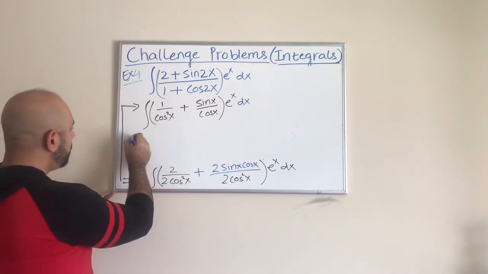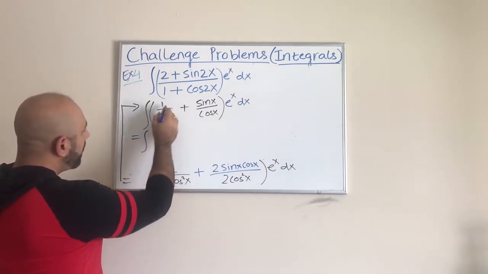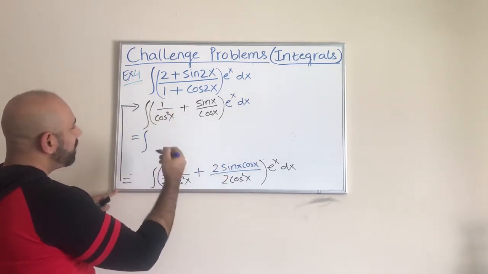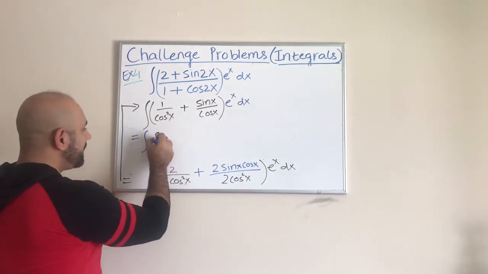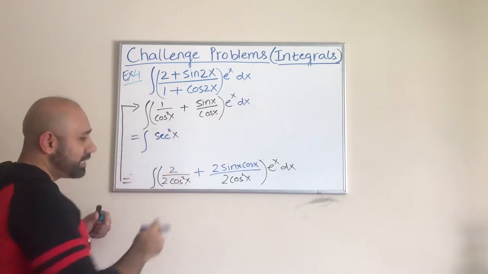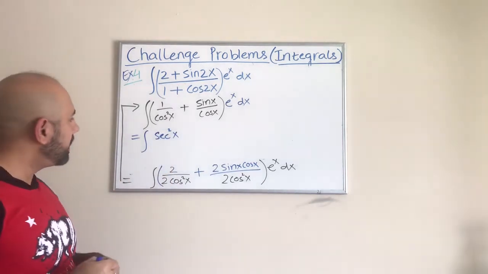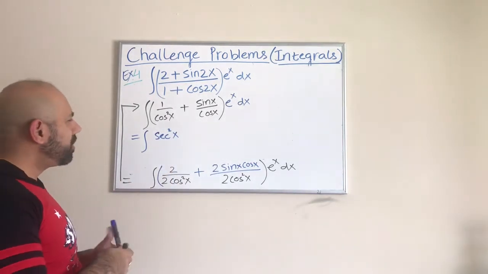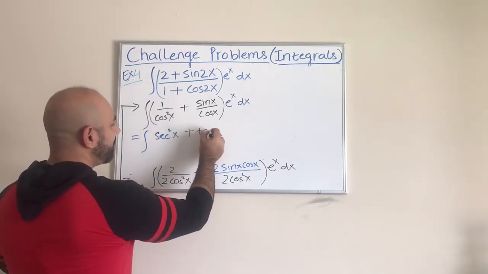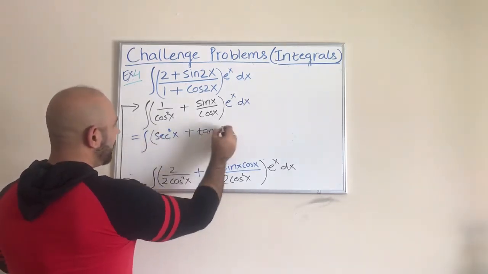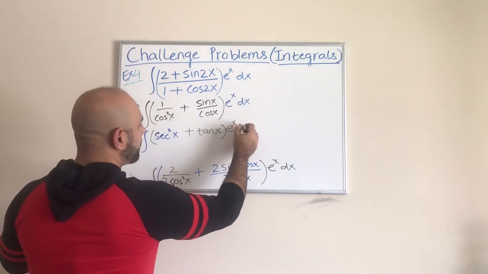Now guys, what we can do here is 1 over cosine square x. Again, 1 over cosine square x, we know we have to use a trig identity here, it is the secant square x, because cosine and secant are reciprocals of each other. And then we know sine over cosine is also a trig identity, and sine over cosine is the tangent of x. And then there's this e to the x dx, right?